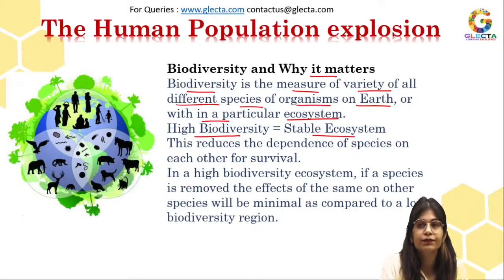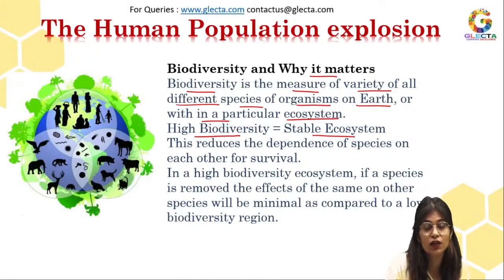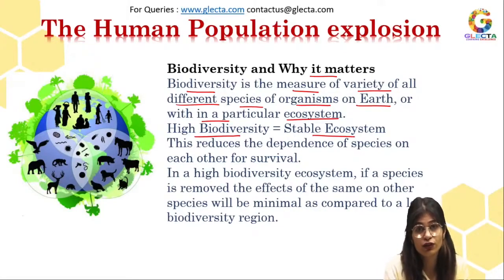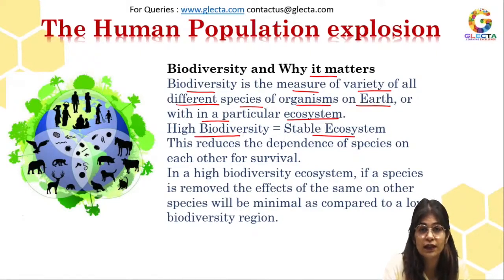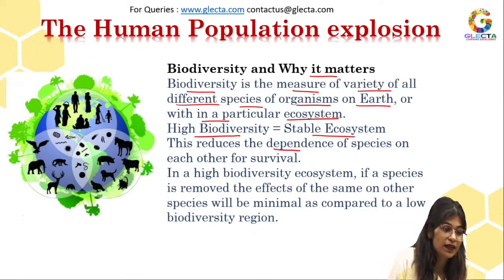For example, humans eat plants. If the amount of plants on the planet is good, and the amount of humans on the planet is also good, then it can be balanced, right? But if, say, the human population increases exponentially and at the same time humans are also deforesting, then at one point of time we would not have enough food on the planet. And for a fact, a lot of places on the planet do not have enough food for their population. This reduces the dependence of species on each other for survival.